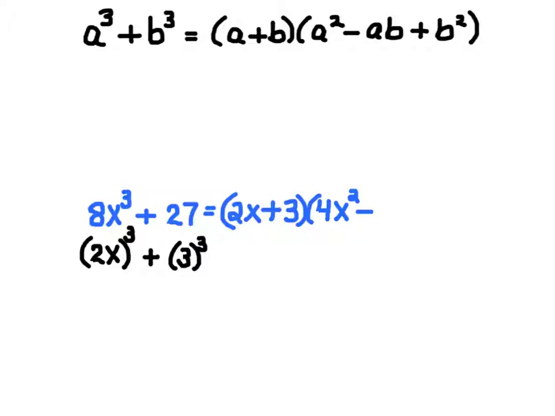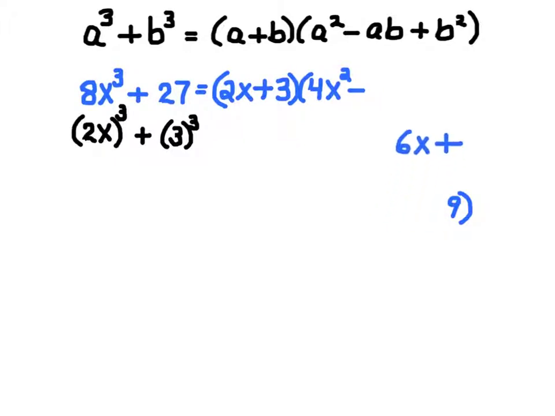minus a times b. Notice that our a and our b are the cube root of a cubed and b cubed. So a is 2x and b is 3. So this is minus a times b. A is 2x, b is 3. 2x times 3 is 6x, so 6x goes right here. Plus b squared. b is 3. 3 squared is 9. So we've factored this equation. Let's move this up.